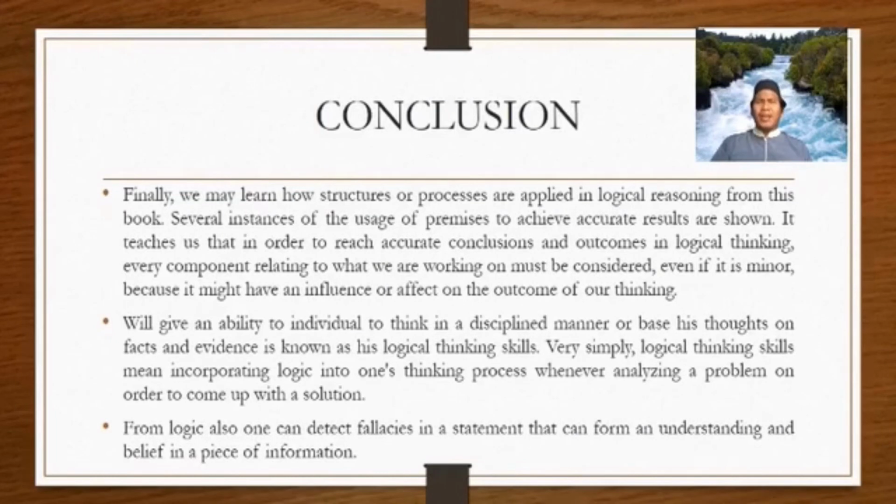Finally, we may learn how structures or processes are applied in logical reasoning from this book. Several instances of the usage of premises to achieve accurate results are shown. It teaches us that in order to reach accurate conclusions and outcomes in logical thinking, every component relating to what we are working on must be considered, even if it is minor, because it might have an influence or effect on the outcome of our thinking.